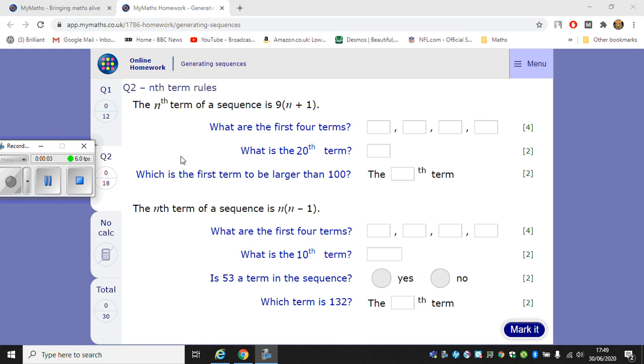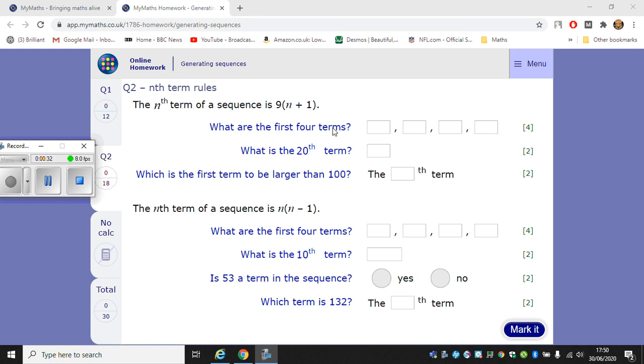Okay, having a look at question 2 on generating sequences. So we're given an nth term of a sequence. This is a rule that allows us to generate a sequence. The way it does that, the letter n represents the position number in our sequence. So whatever position we're interested in, we replace n with our position number, and then we work out what answer we get from the expression.